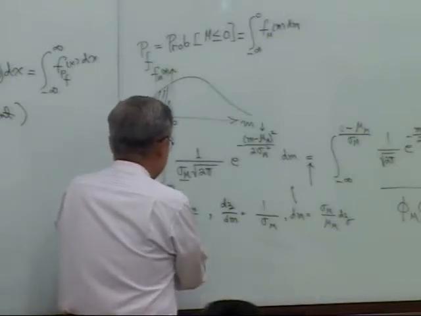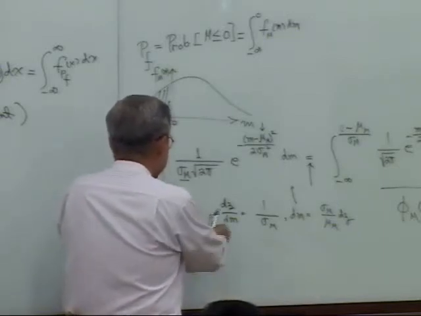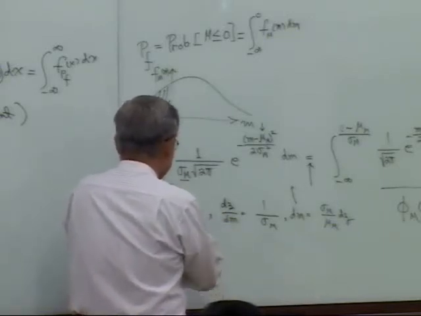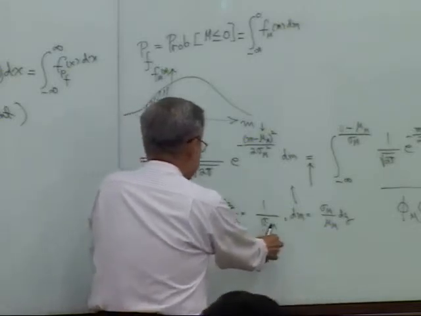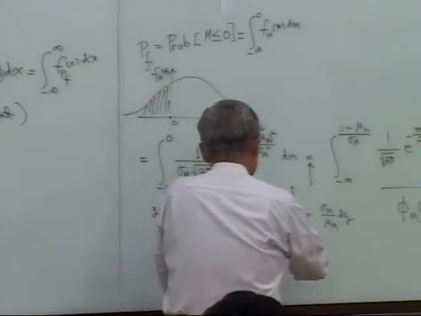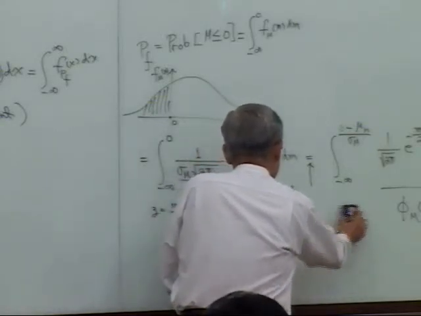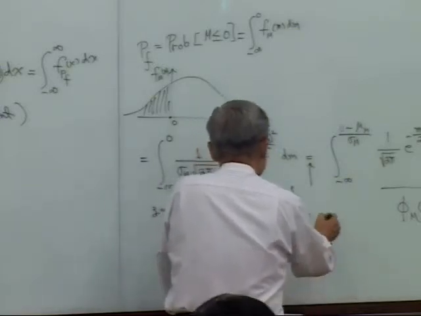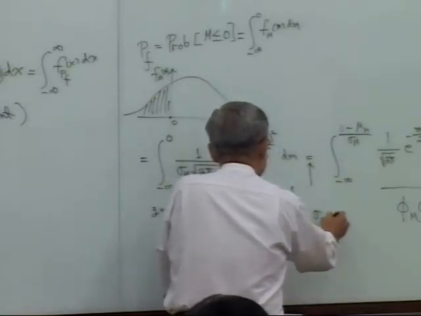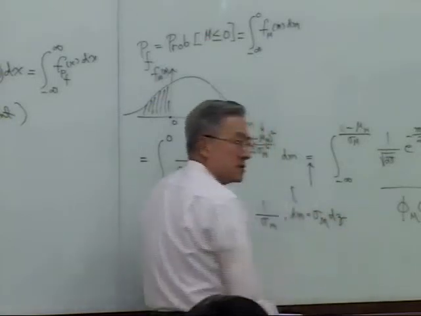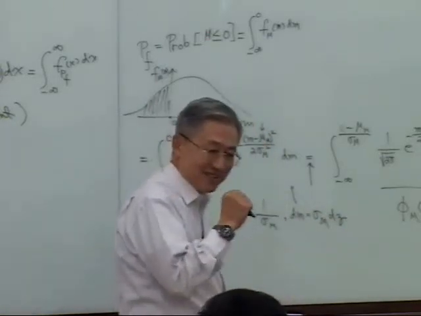Let me see. m minus mu m. So you should take a dm. That should be 1 over sigma m. So now m is equal to, right? m is equal to sigma m. Is it? What else?